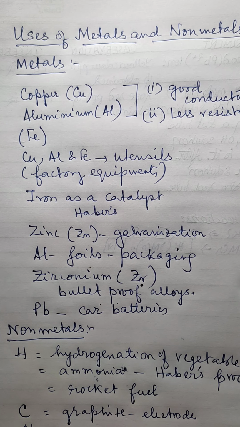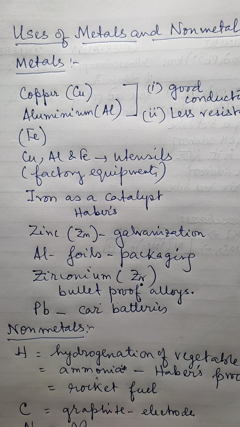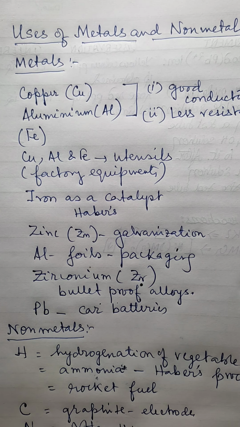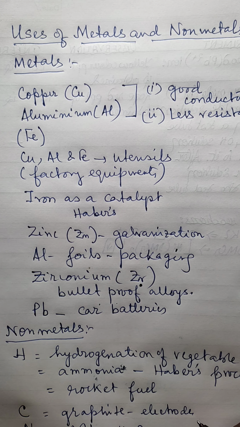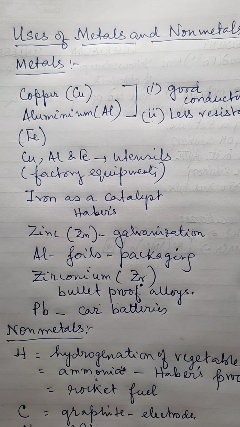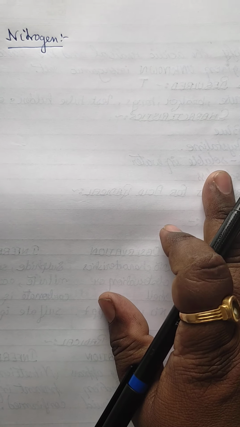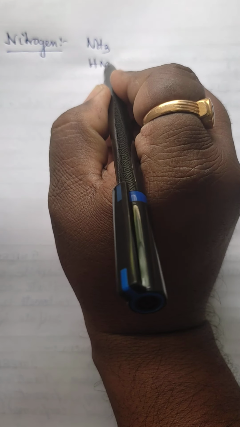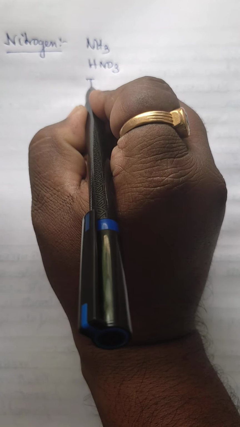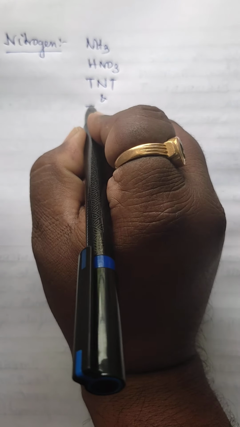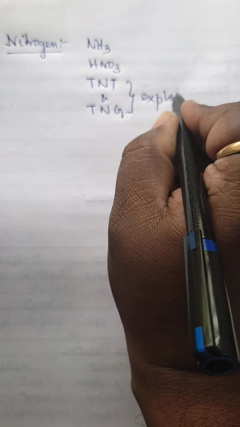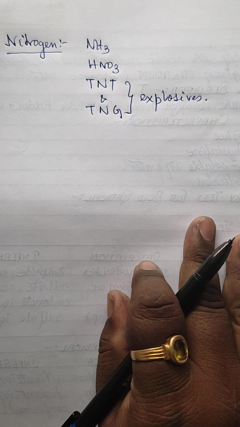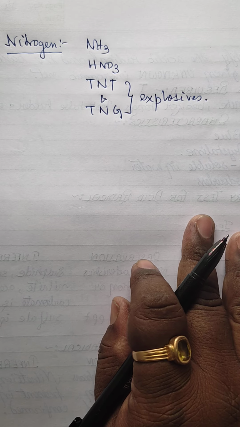Next is nitrogen. Nitrogen is used for the manufacture of ammonia, manufacture of nitric acid, and also in the manufacture of explosives like trinitrotoluene and trinitroglycerin. These two are explosives, okay? These are the basic uses of nitrogen, okay?